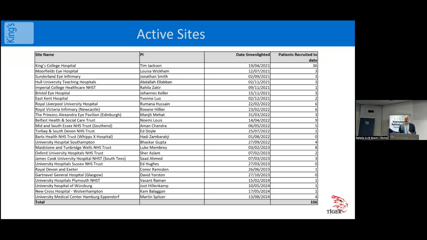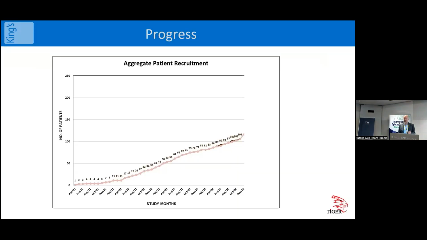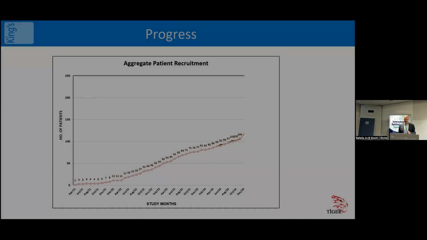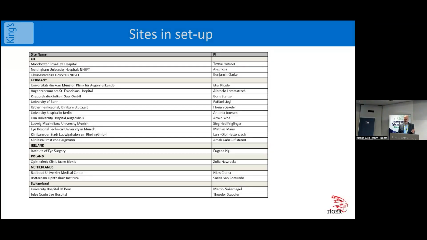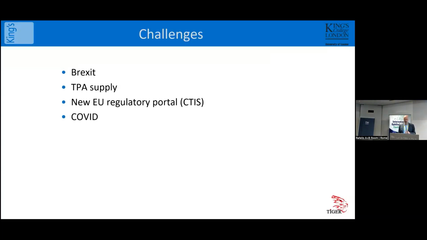A lot of people to thank. These are the centres that are up and running at the minute. So lots of sites involved, 106 patients so far. But as you see, it's a rare disease, and lots of those centres have only got 1 or 2 or 3 patients recruited. But we have many more still to join. These sites have all been set up, so we're moving forward. But it has been a challenge.